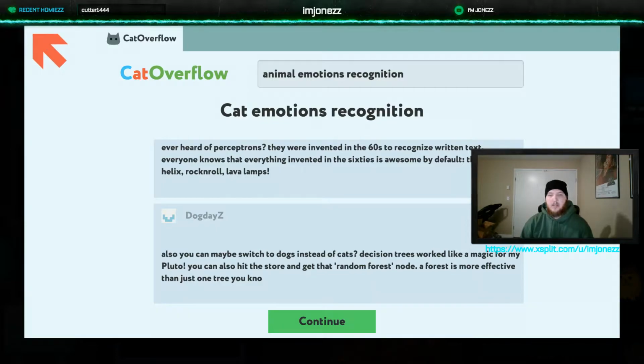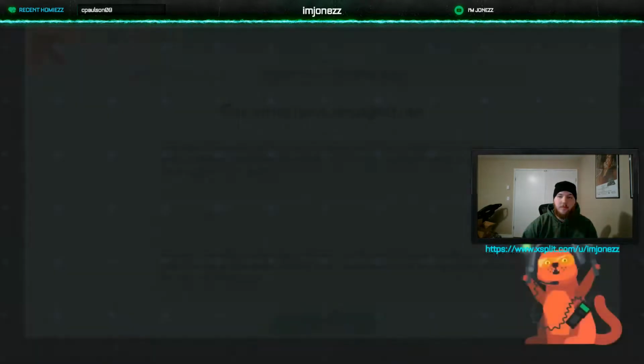Also, you can maybe switch to dogs instead of cats. Decision trees work like magic for my Pluto. You can also hit the store and get that random forest node. The forest is more effective than just one tree, you know.